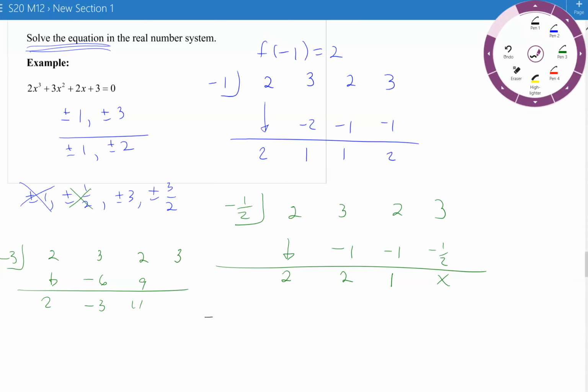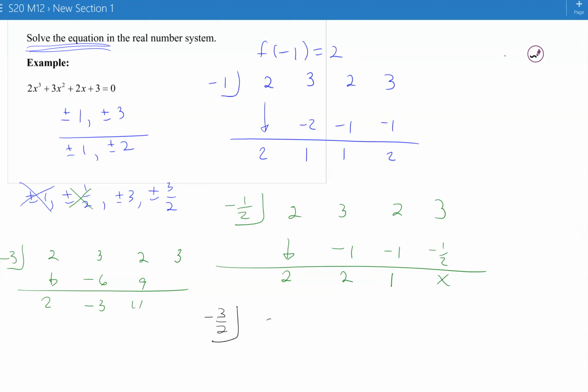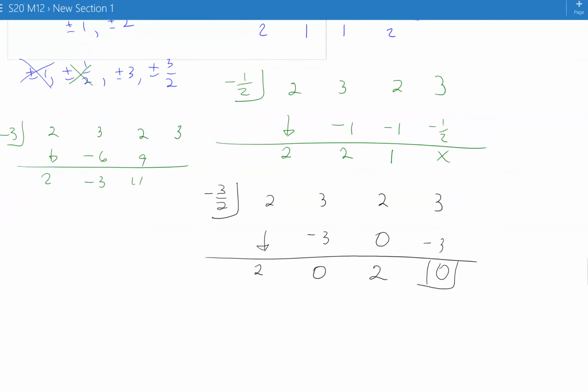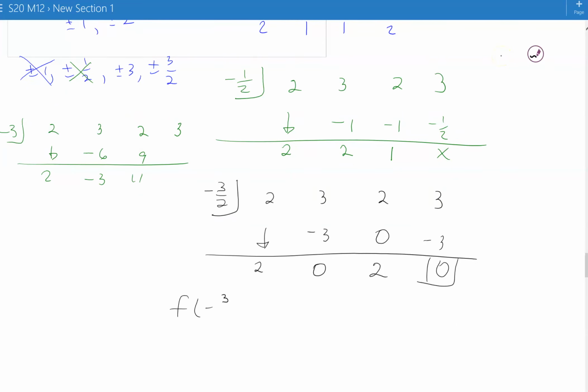So then let's try negative 3 halves. So 2 is going to come down, multiply, get negative 3, and then that makes 0. 0 times the negative 3 halves is 0. Add and get 2, negative 3. There we go. We found the 0. So f of negative 3 halves equals 0, and x plus 3 halves is a factor.